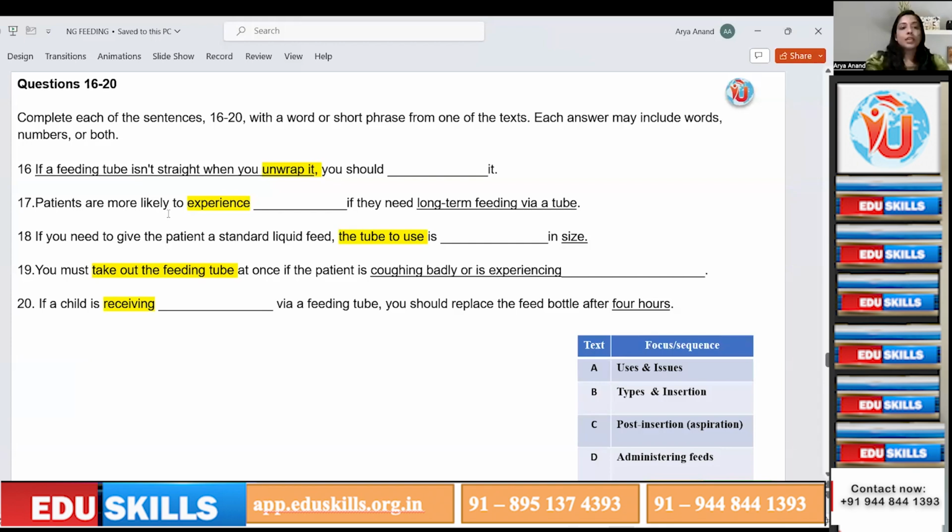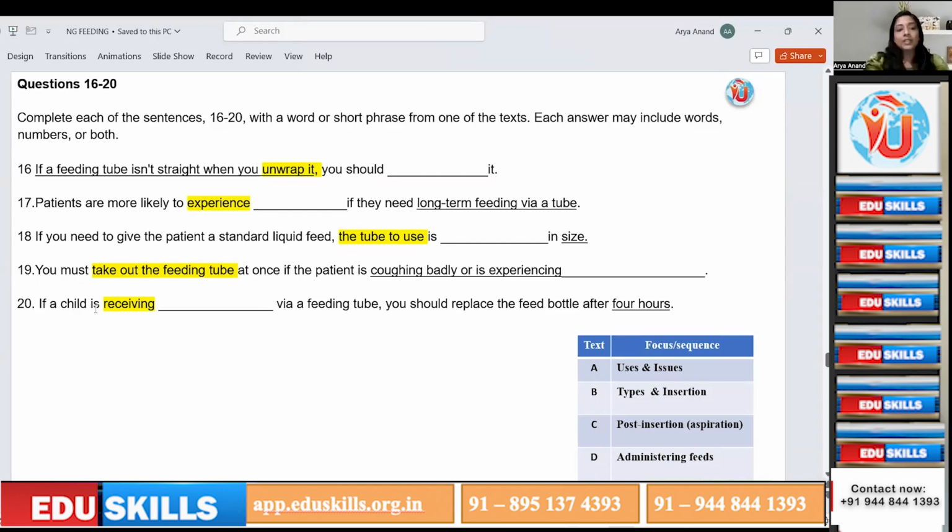Patients are more likely to experience dash if they need long-term feeding via tube. Okay, that is a doubt, right? Okay, we'll discuss. Don't worry. If you need to give the patient a standard liquid feed, the tube to use is dash in size. B. You must take out the feeding tube at once if the patient is coughing badly or is experiencing dash. Take out the feeding tube. Insertion. If it is wrong insertion, then you need to take out, right?